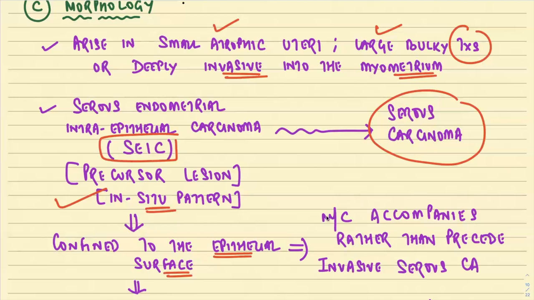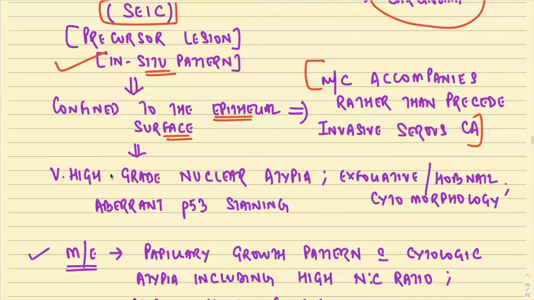Now always remember, it is regarded as a precursor, but they say that it most commonly accompanies the invasive serous carcinoma rather than preceding it. So it is saying that it occurs along with serous carcinoma rather than before it. It is a postulation again. Now these tumor cells have very high grade nuclear atypia. They show exfoliative or hobnail cytomorphology, as I'm going to show in the microscopic examination, and there is aberrant P53 staining. So there is an increased amount of P53 staining that you are going to see in such lesions.